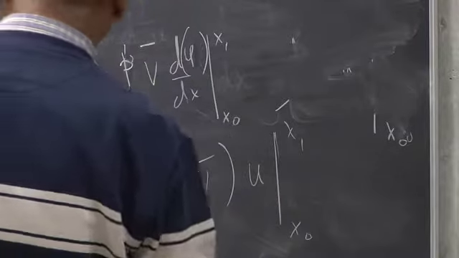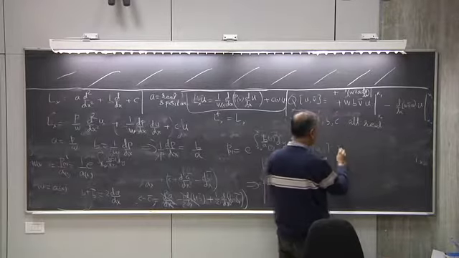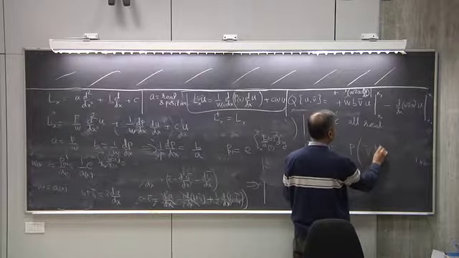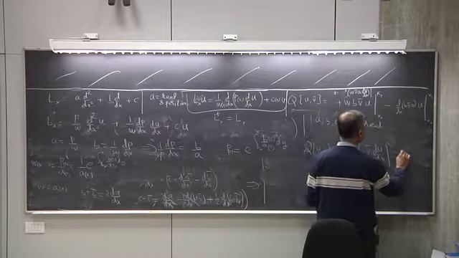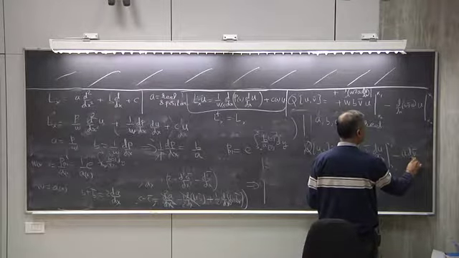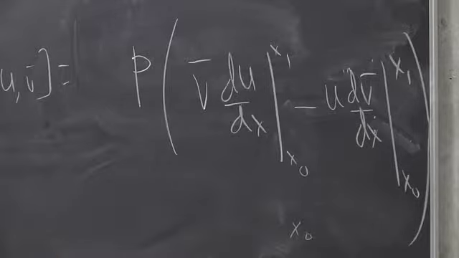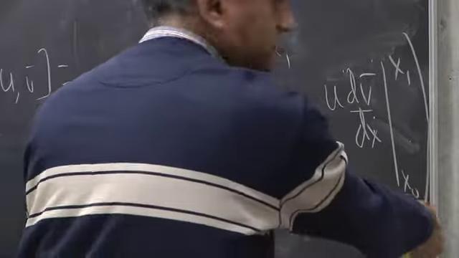Sorry, this blackboard is becoming a bit of a mess. What we are saying is that in this case, simply P times v bar du by dx evaluated between x1 and x0 minus u dv bar by dx evaluated at x1 and x0. So it becomes a very simple thing. P just comes out as a common factor, because the dp by dx terms cancel. You can check it. But P is never 0, so if you want to make this 0, this must vanish.